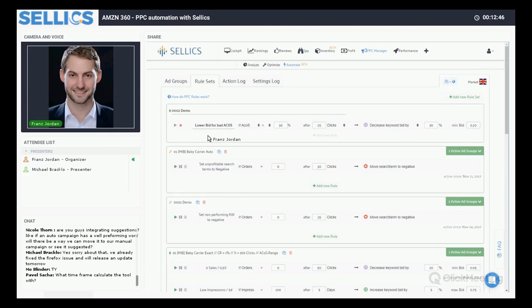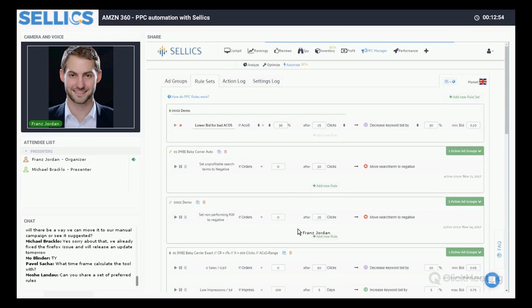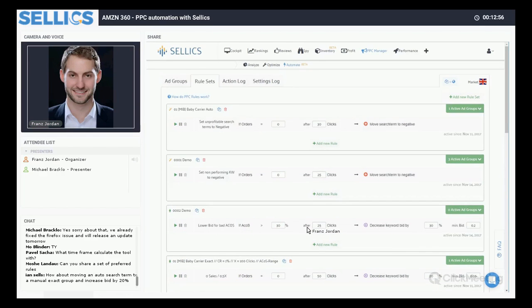So this again is very easy. We've just created this rule. We just activate it by clicking here on the play button, and then we will have our rule live here. Now, typically you don't just have one rule that you want to apply to a certain campaign, but you want to have more than one rule. So within one rule set, this rule set 002 demo, we can create a second rule by clicking here, add new rule.